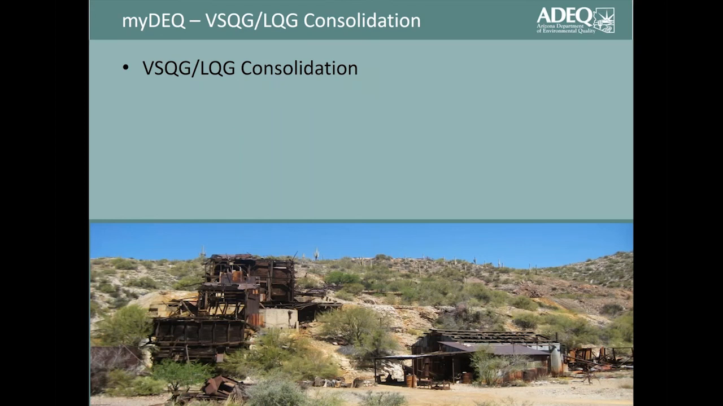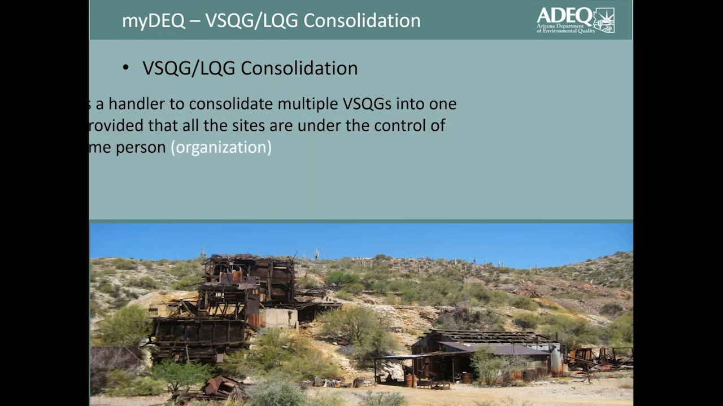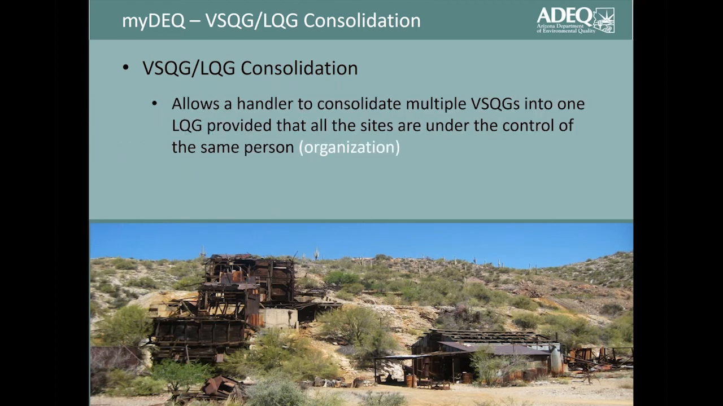Another option which generators have been given is the consolidation rule, which was adopted along with the other new hazardous waste rules back in 2019. So this allows a generator with multiple very small quantity generator sites to consolidate them with one large quantity generator site. The only requirement, outside of the multiple sites having to be VSQG, is that all the sites are under the control of the same person. And then again, EPA defines a person as also an organization.